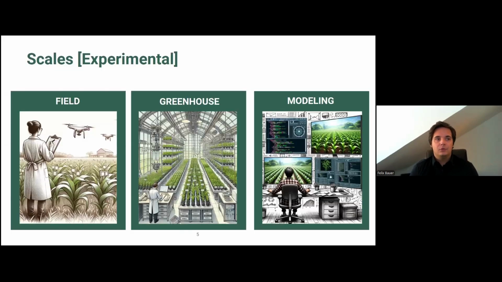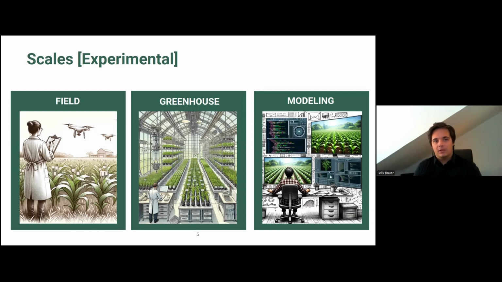When it comes to experiments, there are essentially three scales in plant science. Of course, there's the field scale. That's where we do agriculture, and that's where we grow the plants for human nutrition in the end. There's the greenhouse, which is the scale where we experimentally look a bit more detailed at the plants. That's the scale where we look at processes, at plant interactions on a small scale. That's where we look at precise disease reactions and so on.